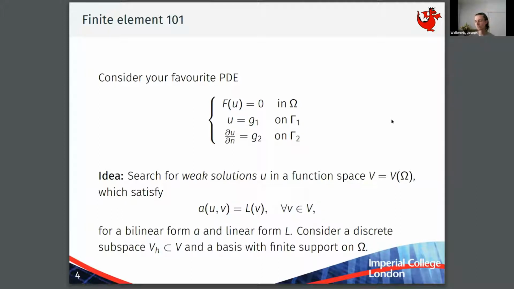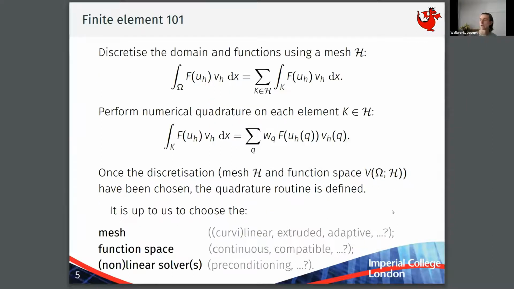So we'll go into a lot more detail of what all this means during the demos. But given that we choose a discrete subspace of the function space that the solution lives in, which has a basis with finite support on the domain. And then we discretize both the domain and the functions using a mesh. When you have this integral on the left-hand side at the top of some function with a test function over the domain, we can split it up as integrals over each element of the mesh. So for example, it could be a 2D triangular mesh. So it's a sum over all the triangles.